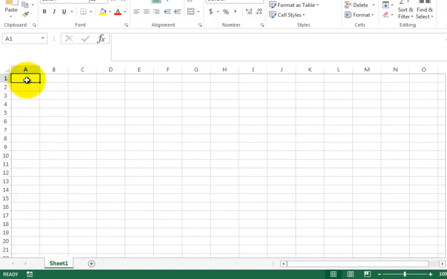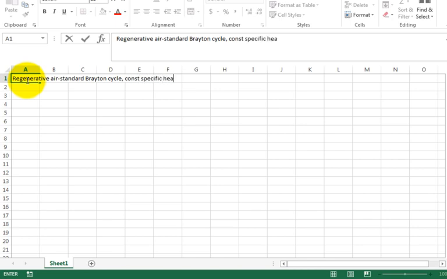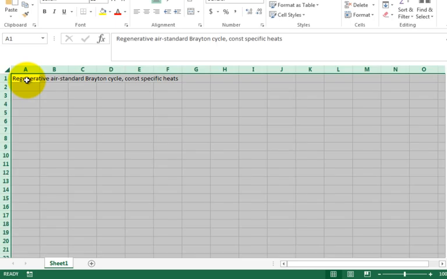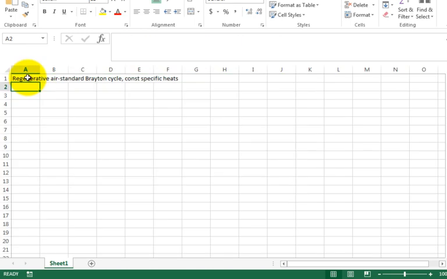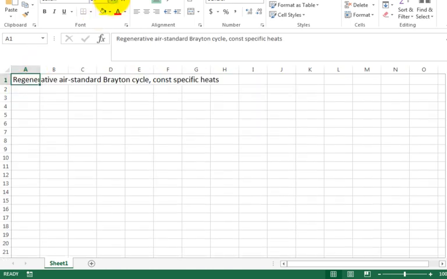What I like to do, that's just my style, is put a comment in the first A1 cell. So I'm going to solve a regenerative air standard Brayton cycle, and I'm going to assume constant heats. Time permits, I'll go back and solve it with a different one. That's just a comment. I can take that cell right here and maybe increase its size and make it bold, make it stand out, whatever you like.